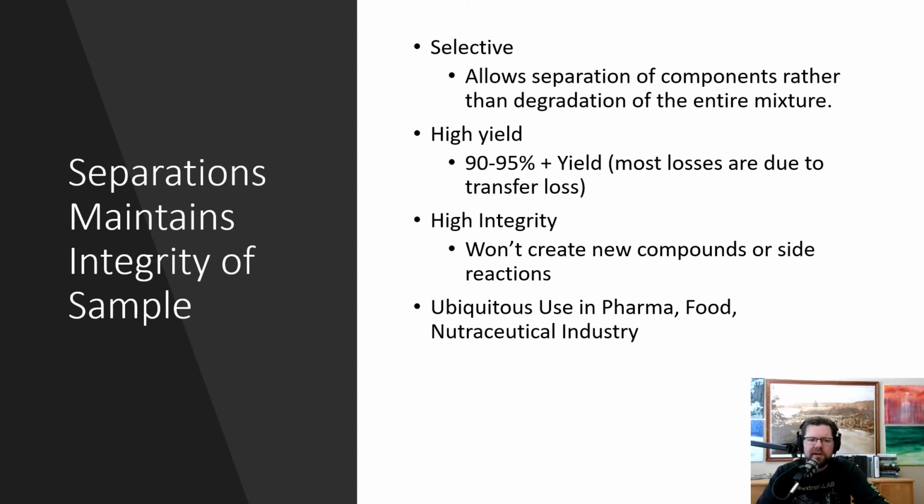Number 3, the high integrity. It won't actually create new compounds or side reactions. So you won't see an injection of your oil onto the column and then have different compounds come out unless it's catalytic or unless it's at very high temperature. And chromatography typically is not run under high temperature catalytic conditions. So it's very high integrity in terms of the process.